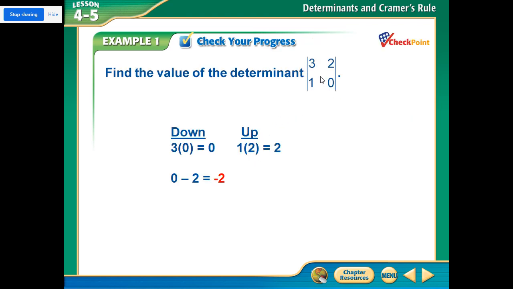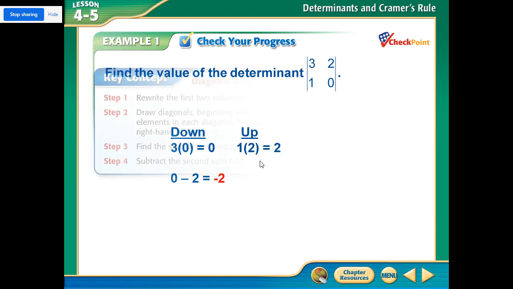Doing this again, down is 3 and 0, which is 0. Up is 1 and 2, which is 2, so 0 minus 2. Down minus up is negative 2. So a 2 by 2 is really easy to go ahead and do.